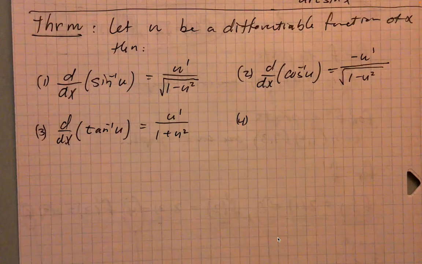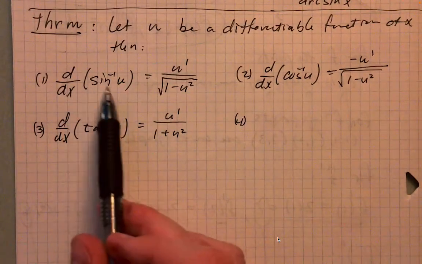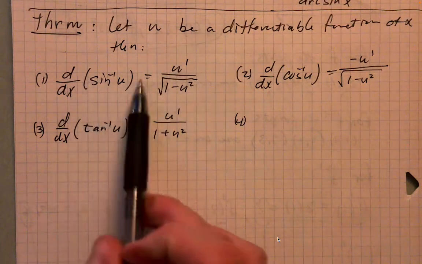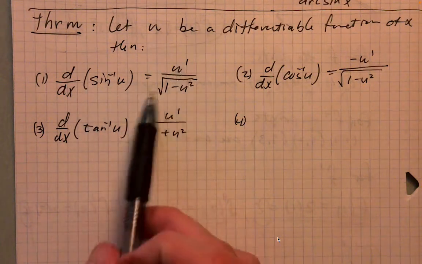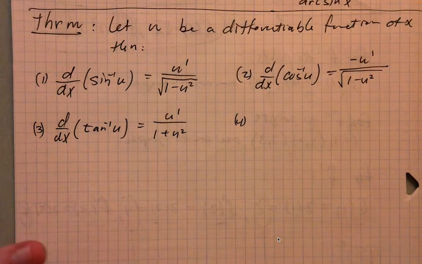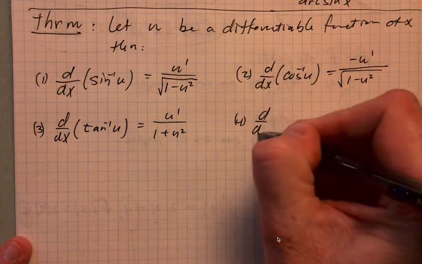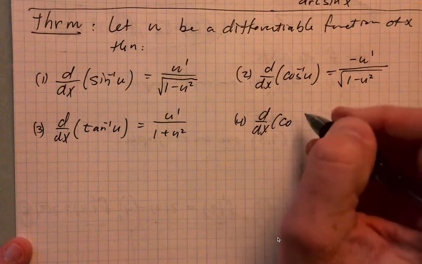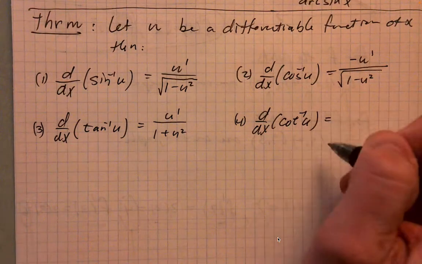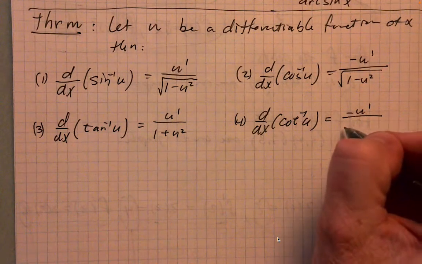So these can have wildly different forms, but given the inverse sine of u, arcsine of u, this is the form it takes. And so you've got to figure out, of course, what u prime is, and you've got to square u and plug everything in here. But this is the form that these inverse trig functions have. d dx of arc cotangent, inverse cotangent, that's negative u prime over 1 plus u squared.